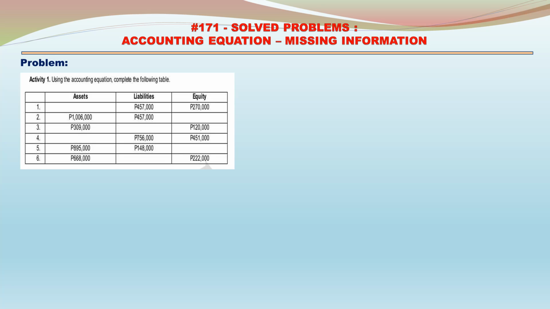5. Assets 895,000, liabilities 148,000, equity dash. 6. Assets 668,000, liabilities dash, equity 222,000.